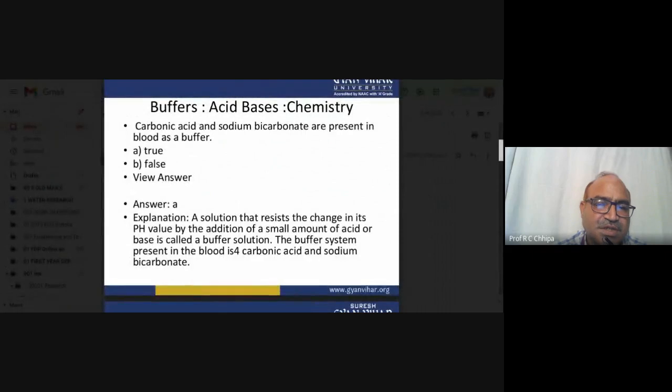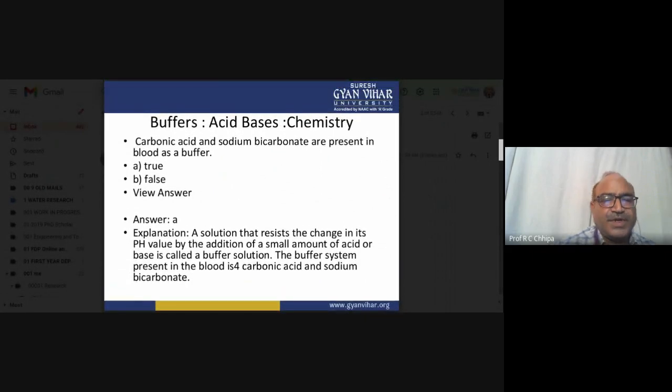The correct answer is A1. Carbonic acid, H2CO3. Sodium bicarbonate, NaHCO3. So both are present and both become the buffer. If one of them is not there, then definitely there will be problems. There are different diseases concerning human beings, and the role of buffer itself is very important to maintain life sustainability, and life sustainability is controlled by the buffer.